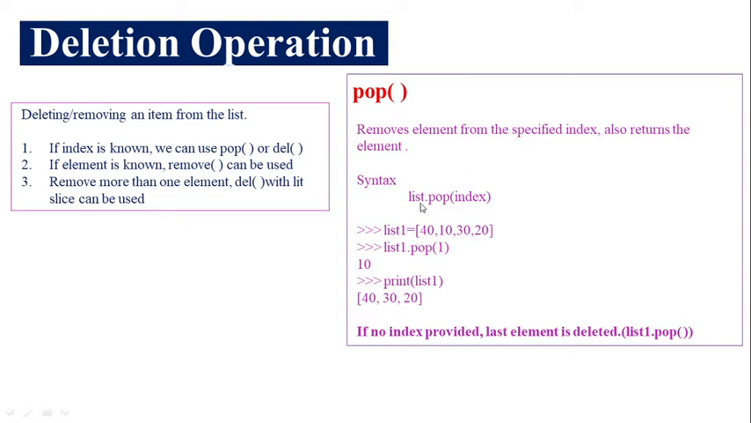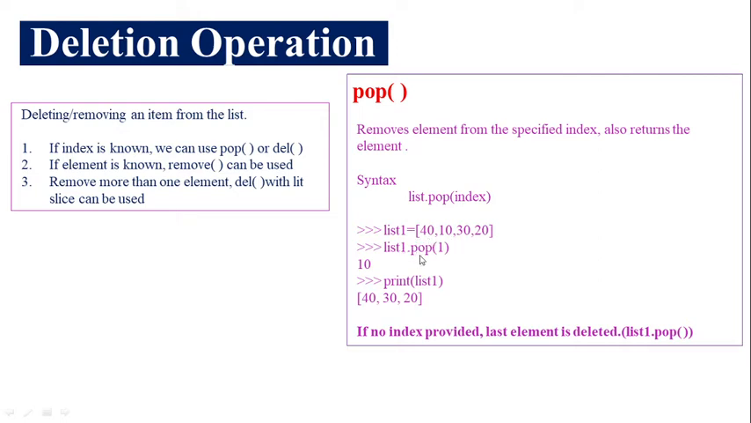Here is the syntax: list.pop(index). The pop function takes an index. List.pop(index) means the pop function is being called, taking the index as a parameter, for the list, using the dot operator. We can make it simpler using this example. list1 = [40, 10, 30, 20]. List1 is a list having 4 elements: 40, 10, 30 and 20.